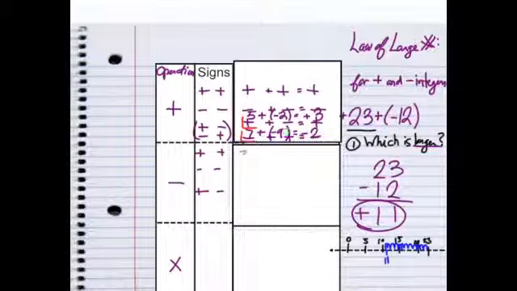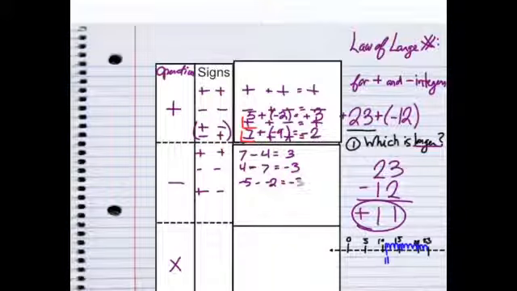Seven minus 4 equals 3. However, 4 minus 7 equals negative 3. That's an example of how two positive numbers can still give you a negative answer. Negative 5 minus negative 2 would equal negative 3. But negative 2 minus negative 5 equals 3. Again, law of large numbers. I can see that the 5 is larger than the 2. So when I subtract, I'm left over with 3.